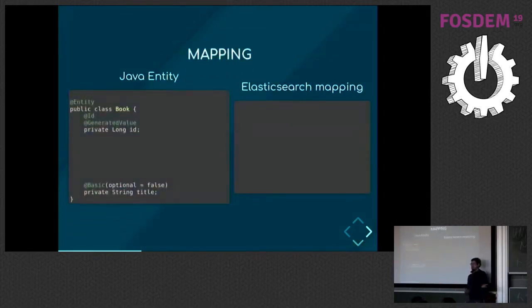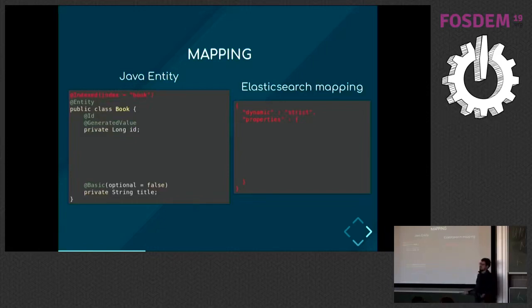Once this is done, you still have to tell Hibernate Search how to map the Java entity to an Elasticsearch document. So here on the left, you have the model for a Java entity, a JPA annotated entity. On the right, you have the Elasticsearch mapping. In this state, there's nothing to map the two. In Hibernate Search, if you add this annotation, then automatically Hibernate Search will know that you map the book entity to a book index on the Elasticsearch side.